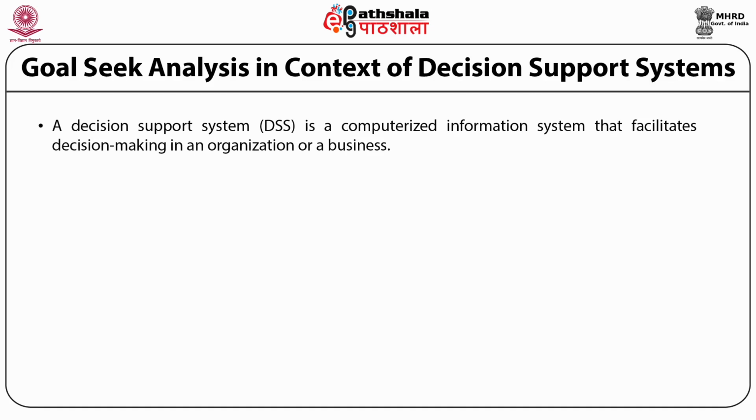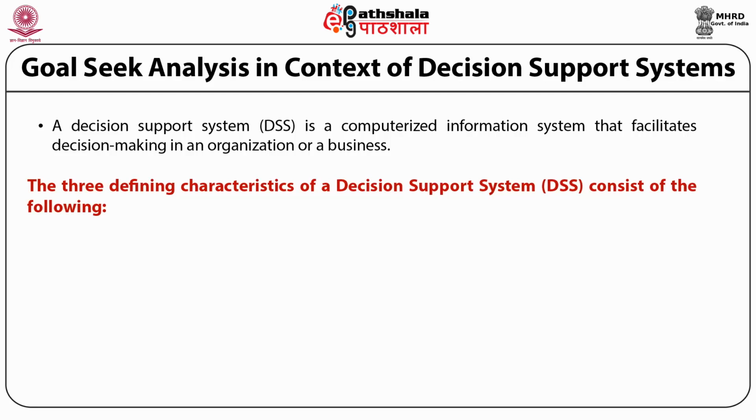A decision support system is a computerized information system that facilitates decision-making in an organization or a business. A DSS enables one to analyze massive realms of data and compiles information that can be used to solve problems and make better decisions. The three defining characteristics of a decision support system consist of the following.